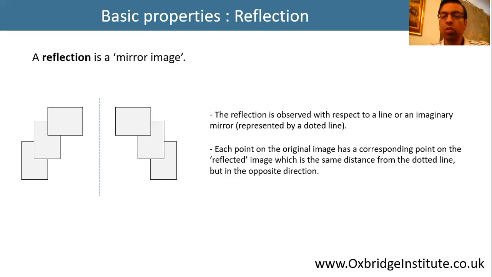Each point on the original image has a corresponding point on the reflected image, which is the same distance from the dotted line, but in the opposite direction. Now, this sounds a bit wordy, but it is a very simple and intuitive concept. So when we talk about the reflected image, each point on the reflected image will be the same distance from the imaginary line as the original image, but in the opposite direction. So hopefully this makes it a bit clear. And this is a very important concept to understand if an image is a true reflection or not.